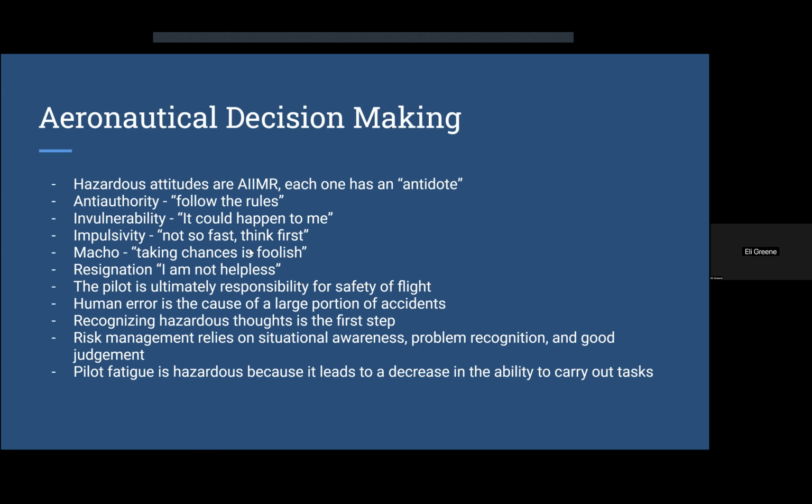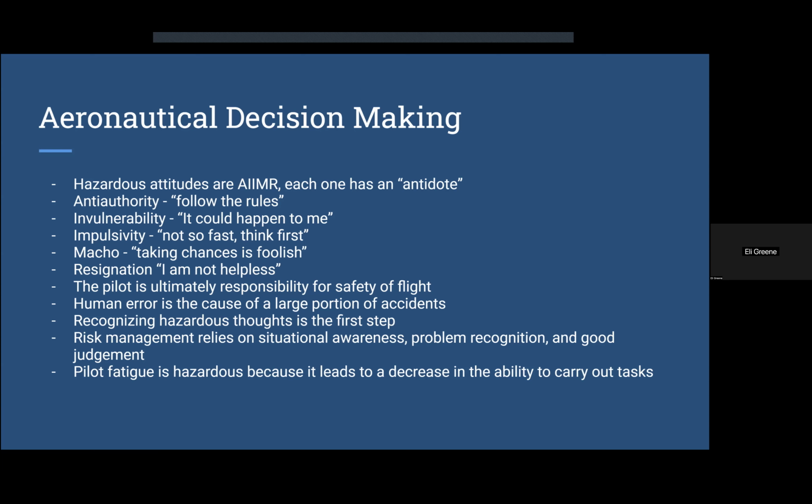And then we also have this thing called aeronautical decision making. So the FAA puts strong emphasis on making good decisions when you're flying airplanes. They have these things called hazardous attitudes, and each one has a corresponding antidote. There are 5 of them, and you can remember them with the acronym AIIMR: anti-authority, invulnerability, impulsivity, macho, and resignation.